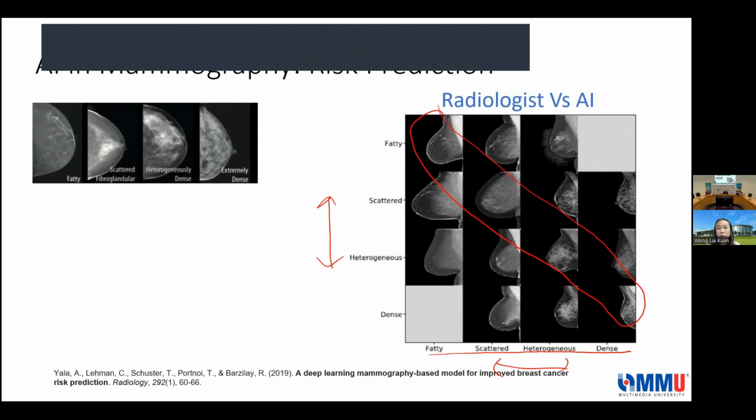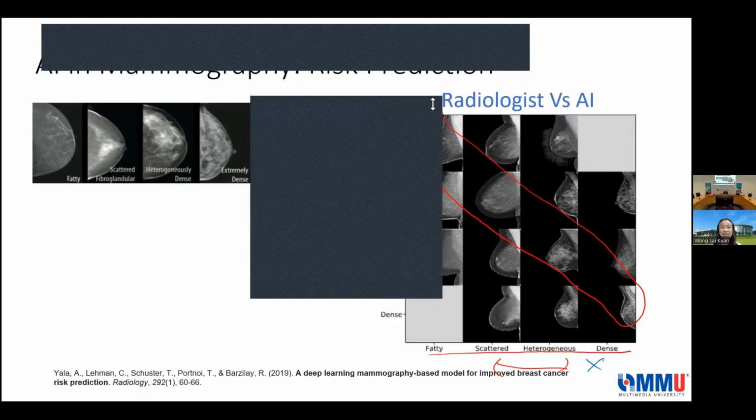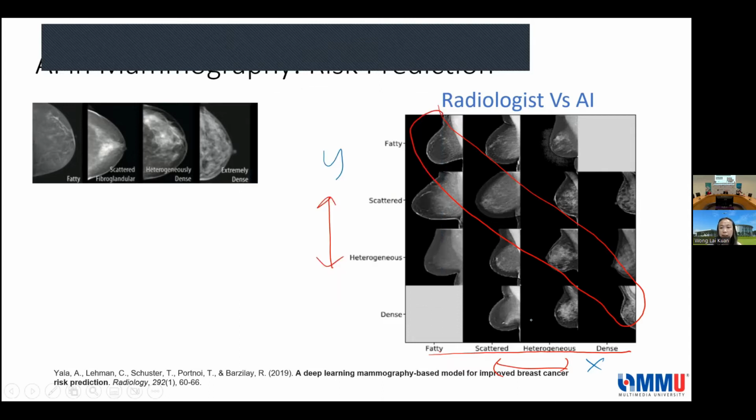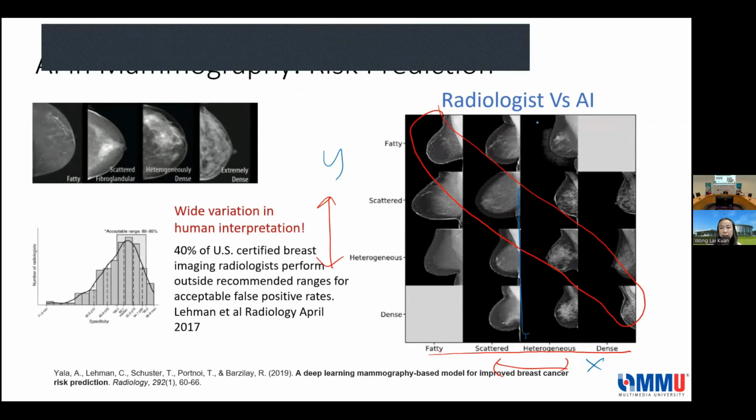Now, do you think the x-axis or the y-axis is AI or radiologist? Anyone want to give it a guess? So interestingly, the x-axis here is actually the AI. This axis is the AI, and this is the radiologist.